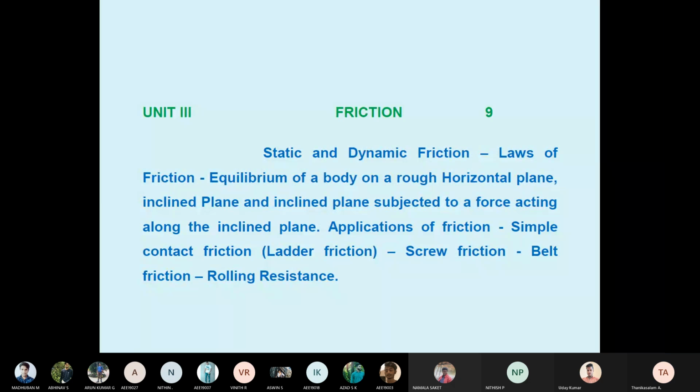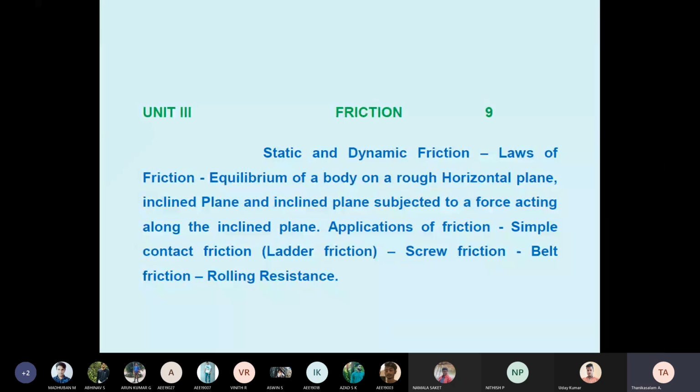Then we discussed static and dynamic friction. Even though the body is stable, friction is developed at the contact, but the body is not moving. Then dynamic friction: when a body is moving, for example a bus or car moving on the road, friction must be there between the contact surfaces. But it is less friction because it is moving, less when compared with static friction. Static friction is greater than dynamic friction.